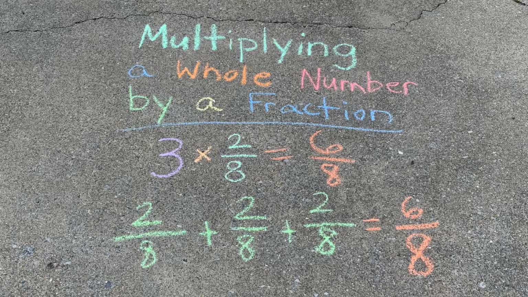You can also multiply the whole number by the numerator while the denominator stays the same. So you can multiply 3 times 2 to get 6, and just know that the denominator does not change.